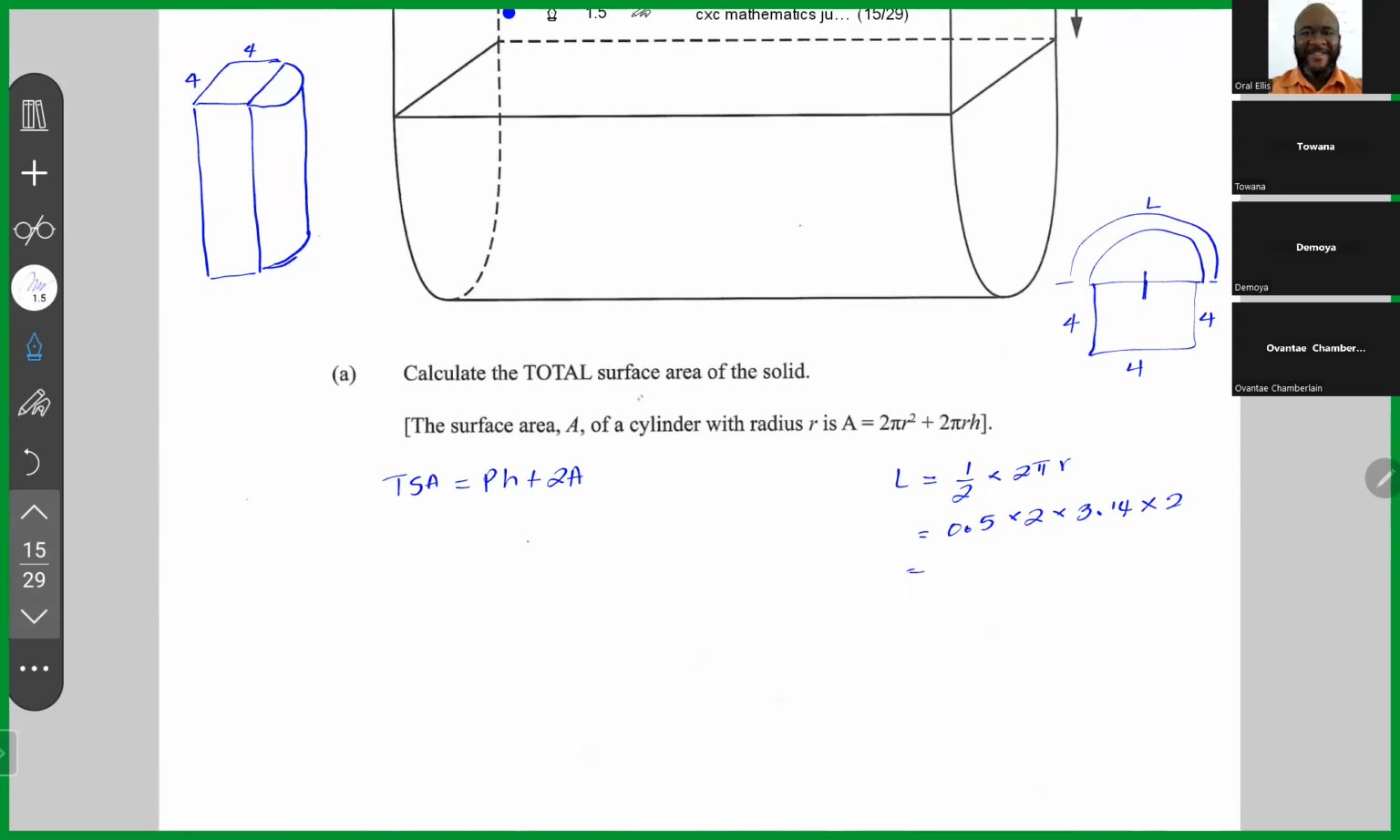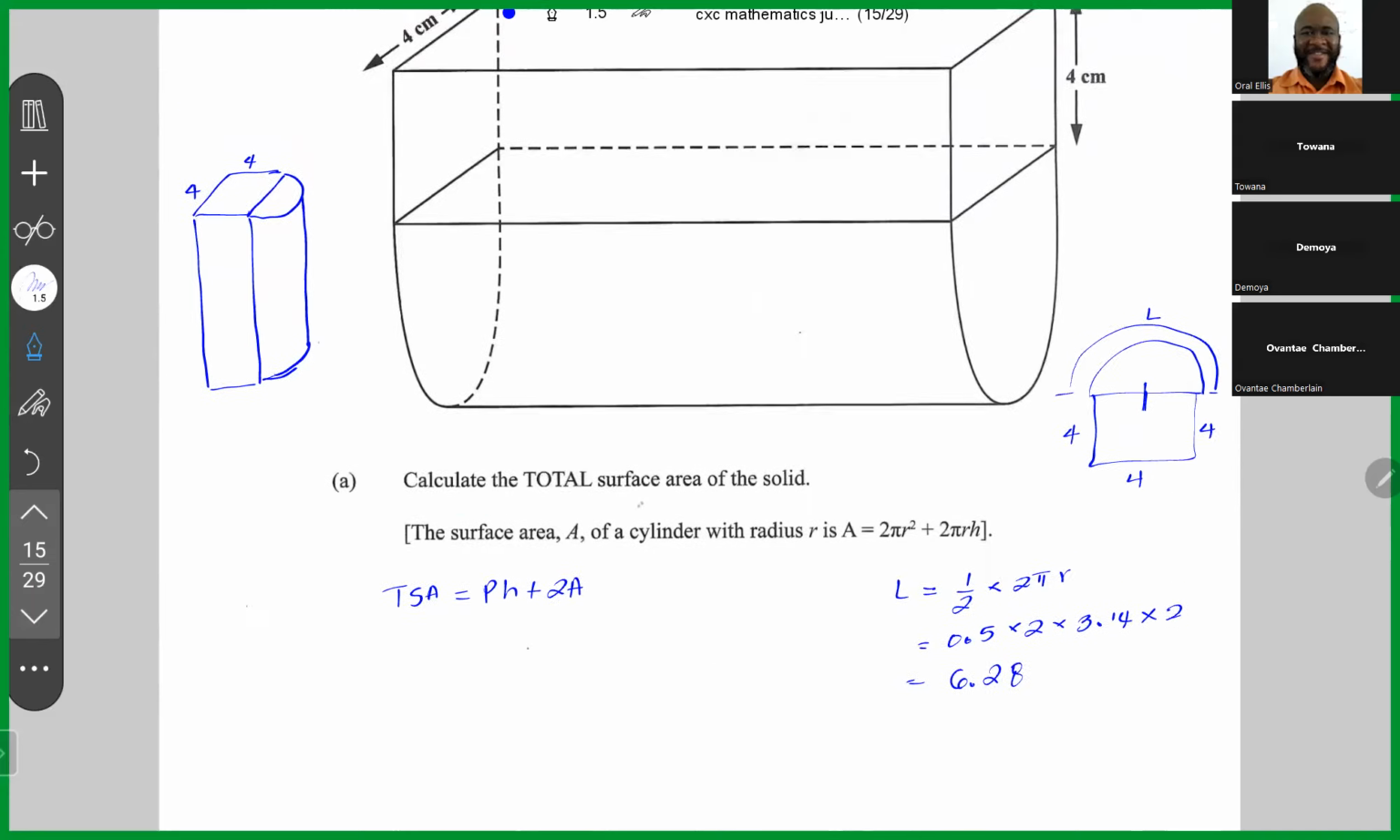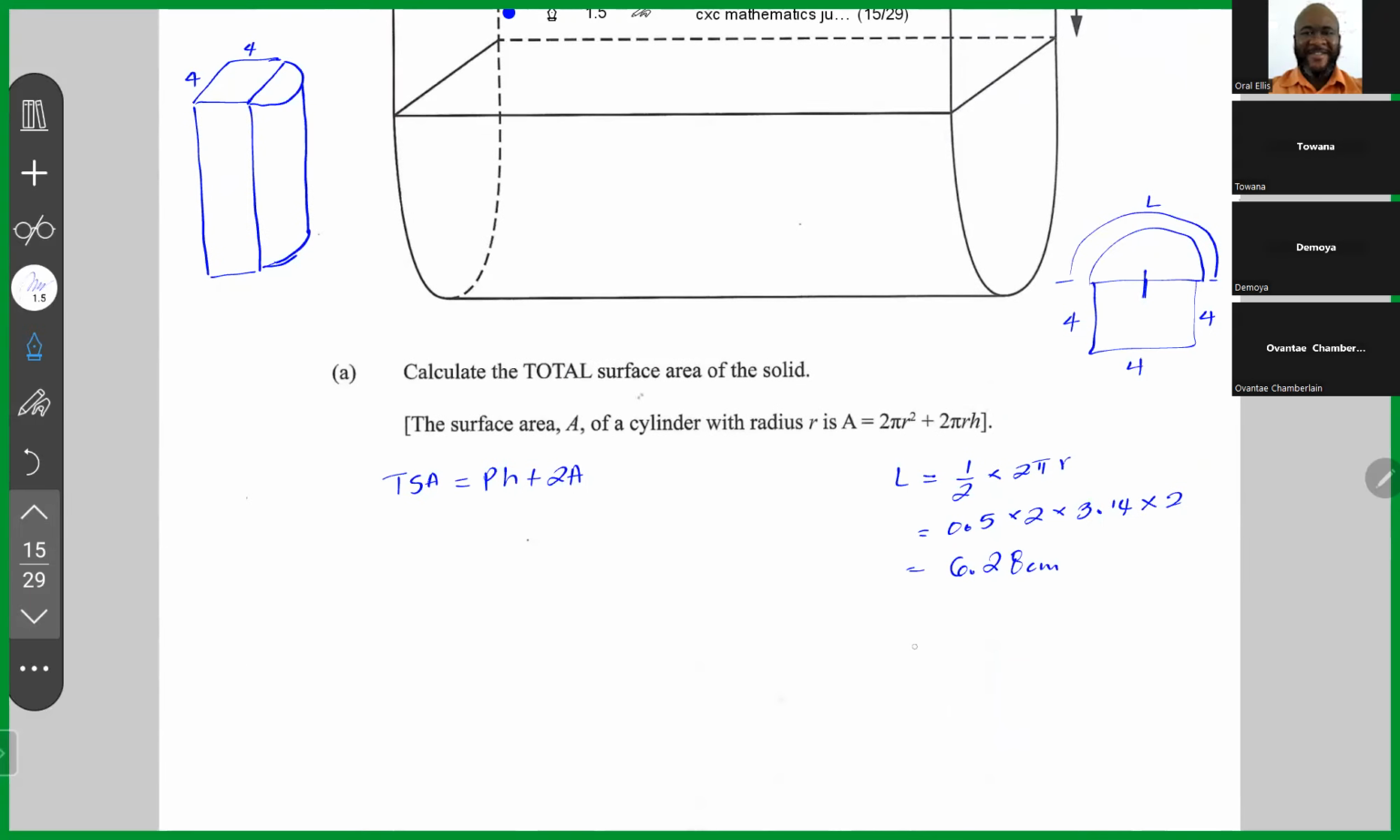So L is 6.28 centimeters. So the perimeter of the cross section would be 4 plus 4 plus 4 plus the curve length, which is 6.28. The perimeter of the cross section is 18.28.